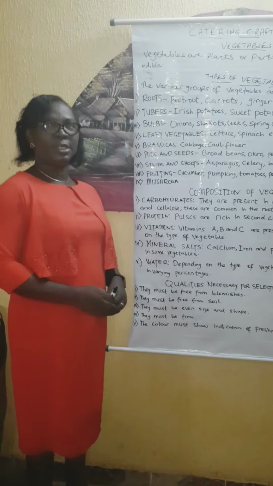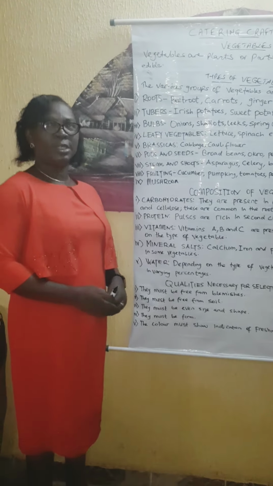Now, protein. Pulses are rich in second class or incomplete protein. Then number 3, we have the vitamins. Vitamins A, B, and C are present but vary depending on the type of vegetable. Mineral salts, we have calcium, iron, and phosphorus. They are present in some vegetables. Water, depending on the type of vegetable, is present in varying percentages. That is, it depends on that type of vegetable. The percentage of water you have in vegetable A might be different from vegetable B.